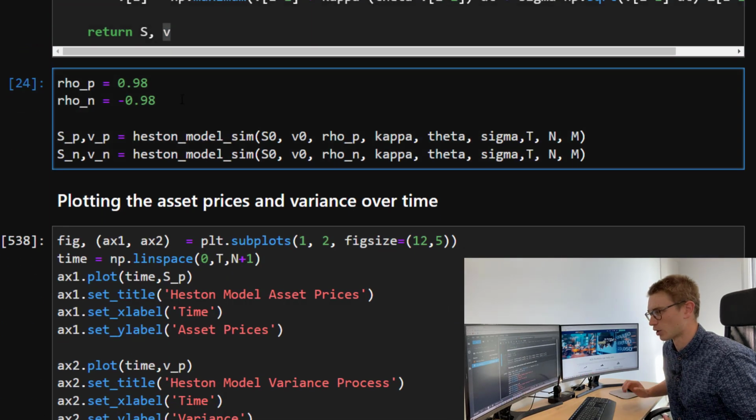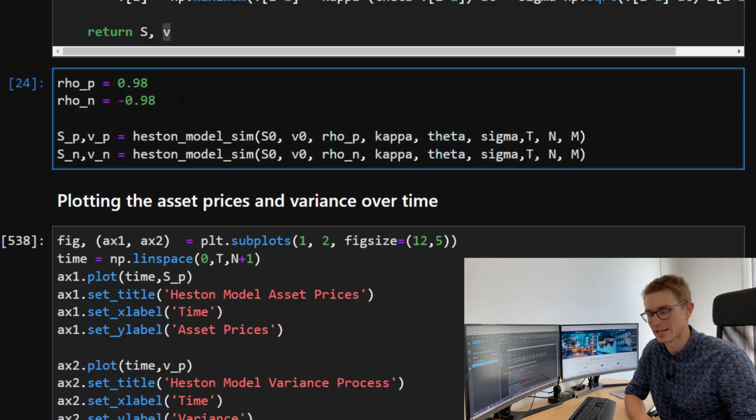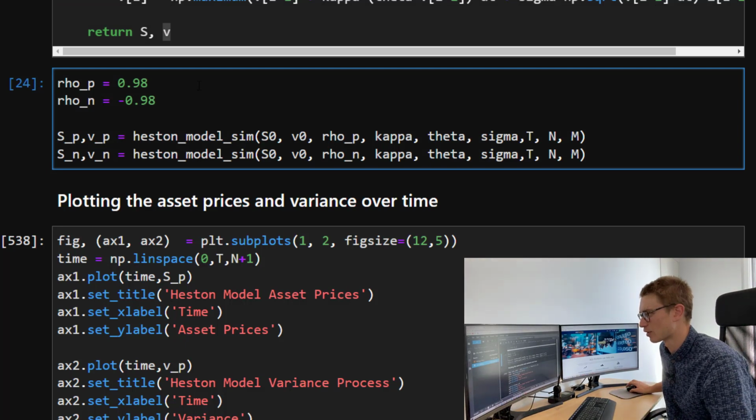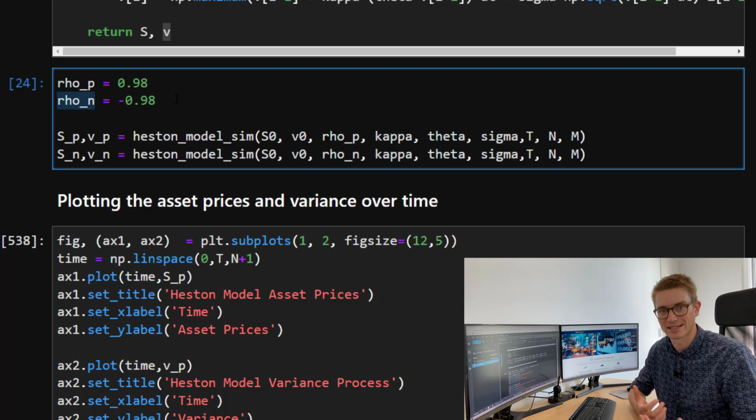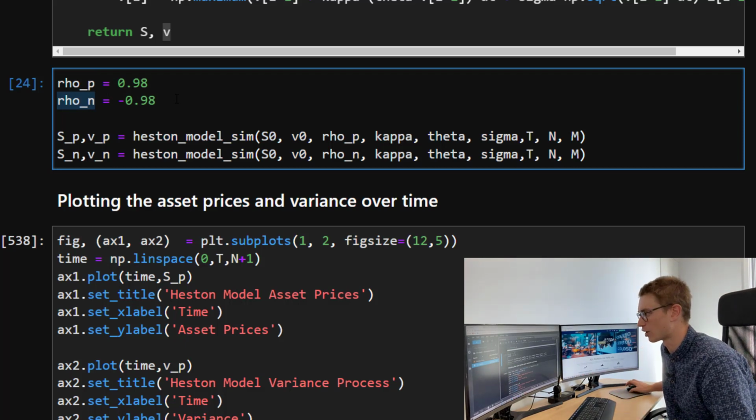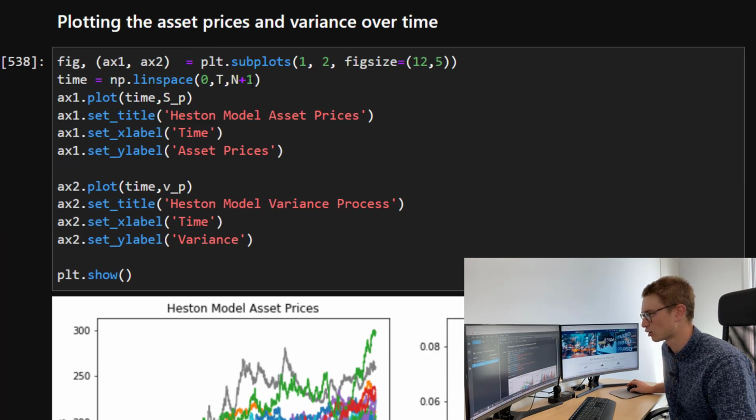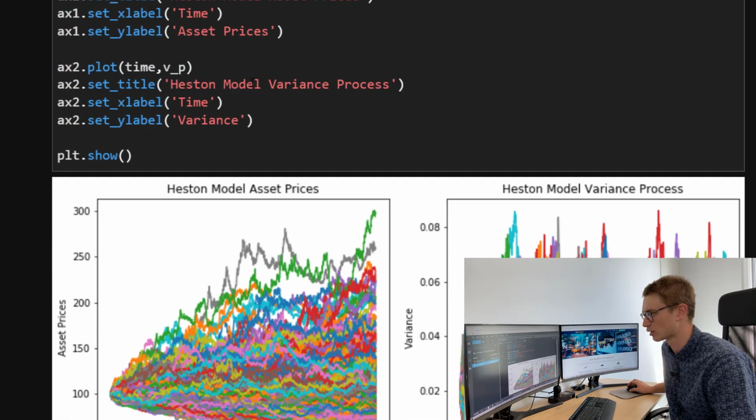Now we actually want to take a look at what happens when we go ahead and simulate this. Here in the code, I've got rho positive and rho negative, and we're going to take a look at those asset distributions. So here I've got 0.98, which is a huge positive correlation, and a very negative correlation. So we've simulated this, and let's just take a look at what that process actually looks like.